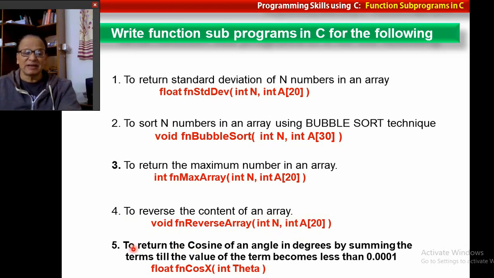Then next is to return the cosine of an angle in degrees by summing the terms till the value of the term generated becomes less than 0.001. So that is to be done inside this cos x. You send theta into that, convert that into x, and do the summation of that series as you have done earlier. So all that has to be done.